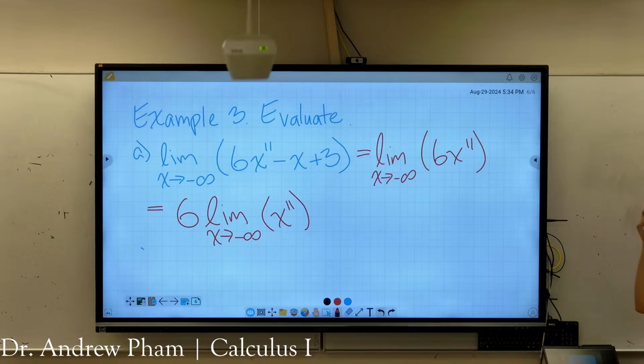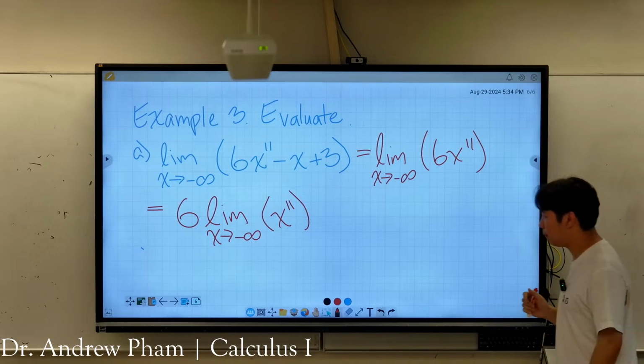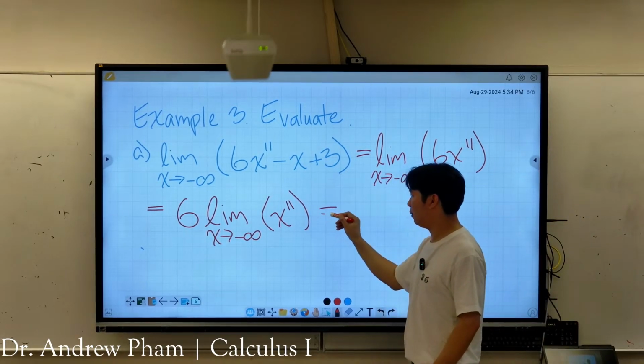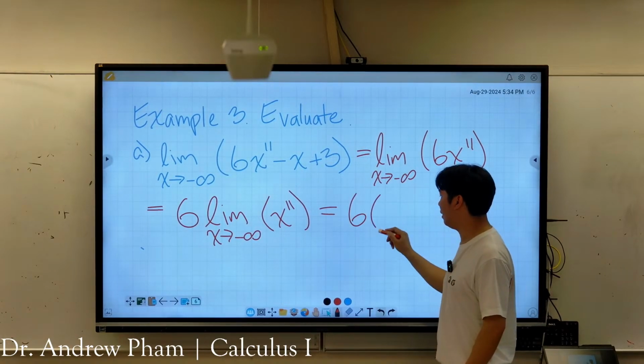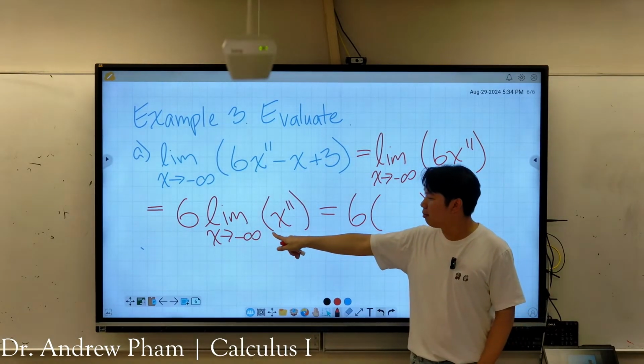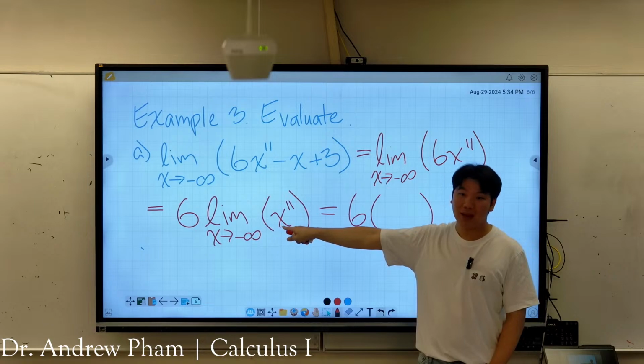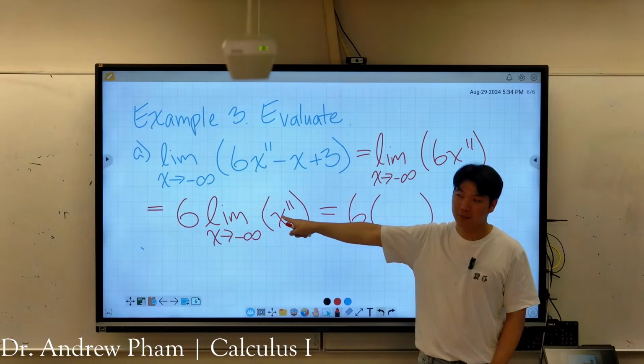Remember, from our very first couple of lectures, we can always take out a factor, like a constant multiple law. What's the limit of x to the 11th power as x approaches negative infinity? 6 times. So, from my rules, I know that this has to be positive or negative infinity. Is it positive or negative? So the power is odd.